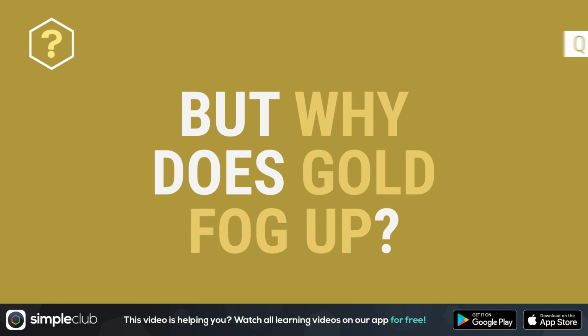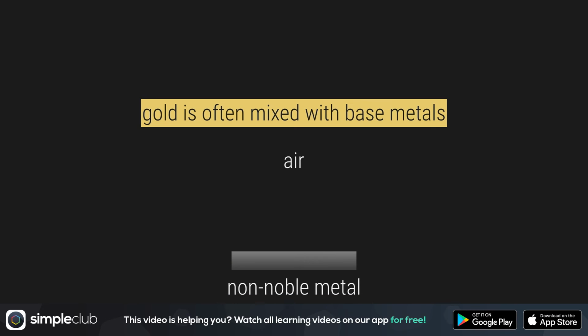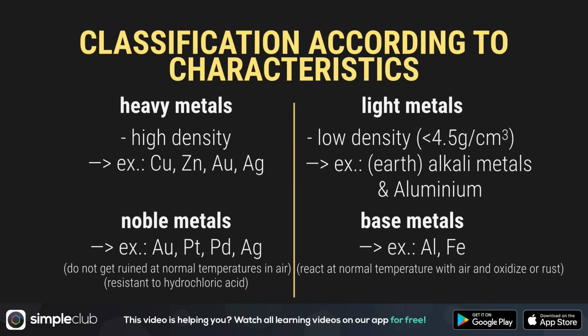Some of you are now wondering why your gold earrings still fog up, or why there are often green spots on gold statues. Pure gold would be much too soft for the production of jewelry, so it is often mixed with base metals. These base metals then oxidize, meaning that electrons are released into the air and they fog up or change. Pure gold does not react with air, but the base metals do. Base metals react at normal temperatures with air and oxidize or rust. They can also dissolve in hydrochloric acid.